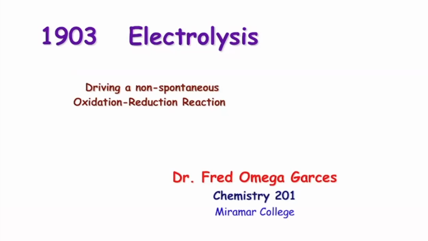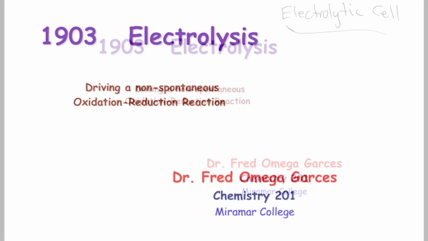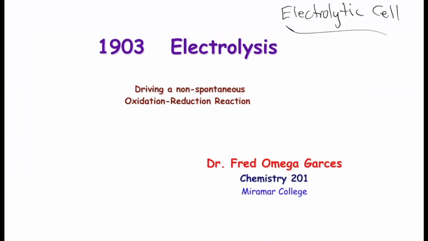And the reason why it's an energy sink is because whenever you're trying to drive a reaction in the opposite direction, you're going to need energy input. That's the difference between a voltaic cell and an electrolytic cell. So let's take a look at this and look at the difference between the two.